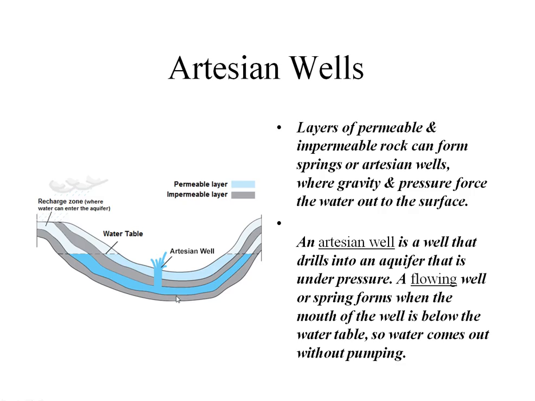So here's it looking again. When you have layers of impermeable rock, meaning rock that water can't get through, you can end up with a confined aquifer. That puts it under pressure. So this water table is high here and high here, and when you dig a well through it, that makes an artesian well that may flow in this sense. So an artesian well is a well that drills into an aquifer under pressure, and the flowing well, or spring, forms when the mouth of the well is below the water table.